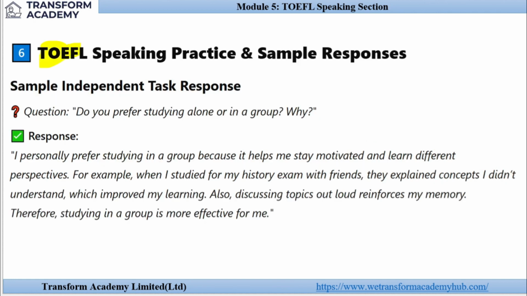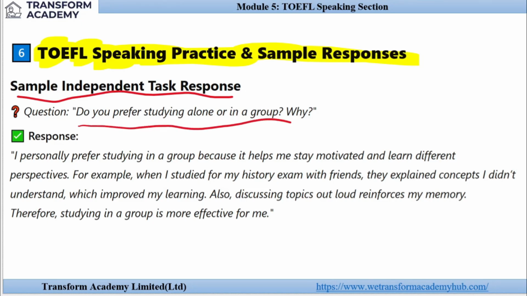Now, the TOEFL speaking practice and sample responses. So, the sample independent task response. Question is, do you prefer studying alone or in a group and why? This is a sample response you can give.